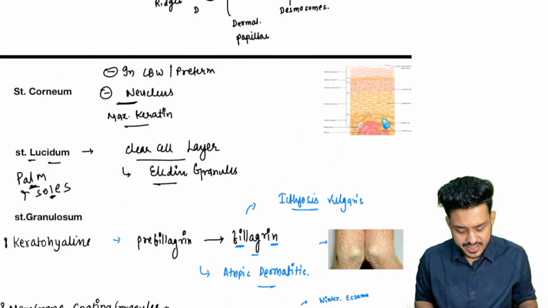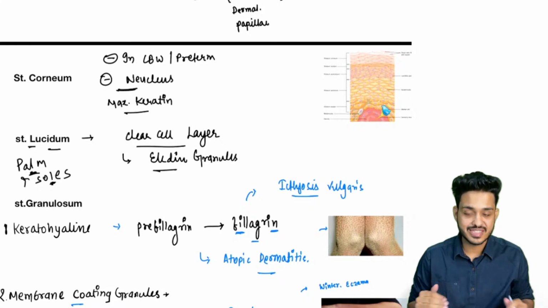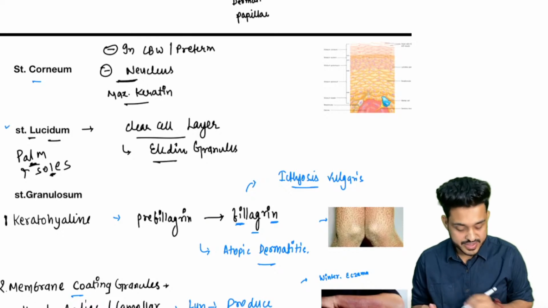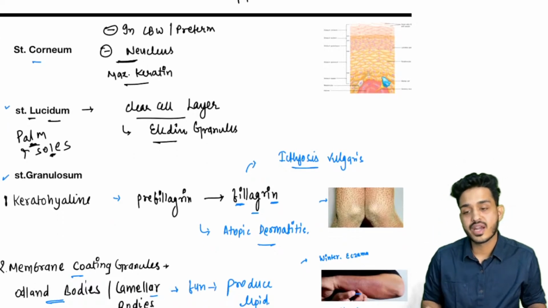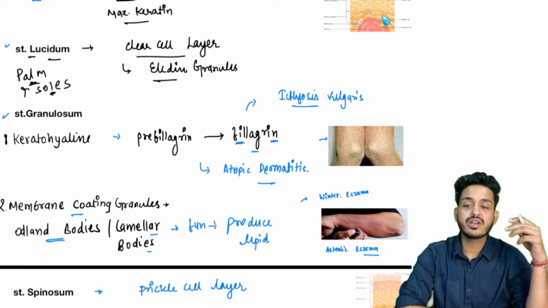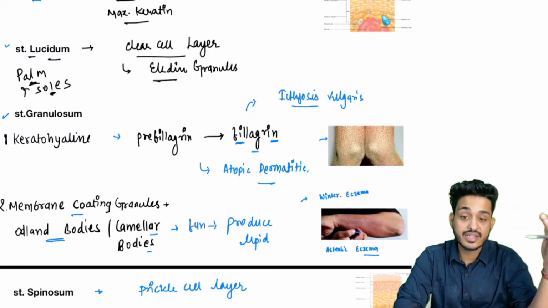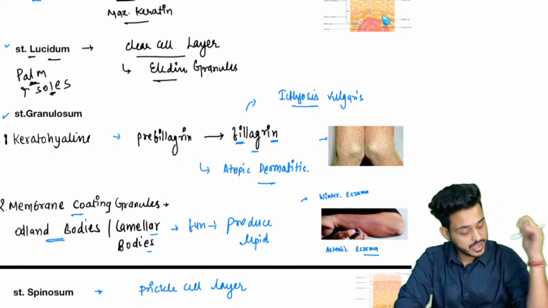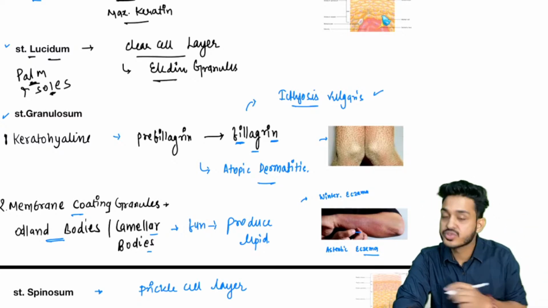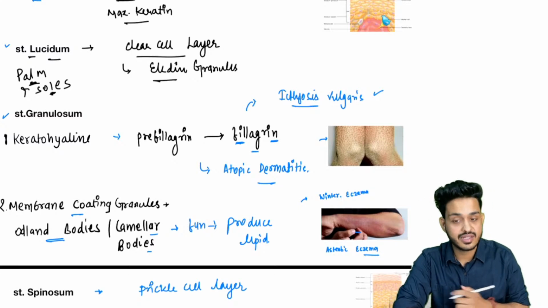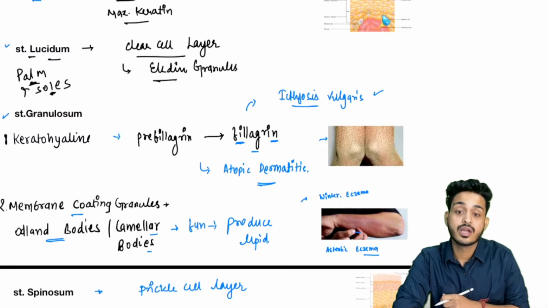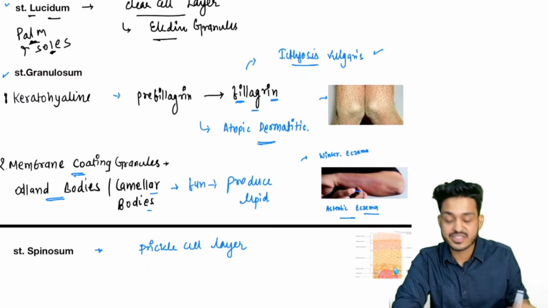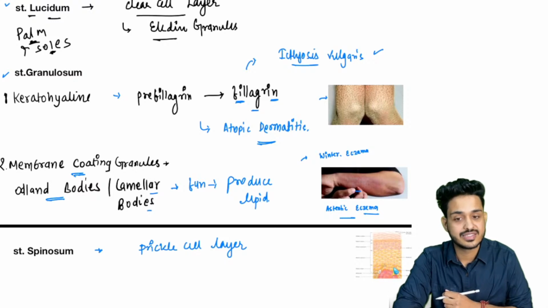So what we have seen till now, keep revising with me. First we have seen stratum corneum, then stratum lucidum, then stratum granulosum. Stratum granulosum is important. We are having two granules: keratohyaline, and second one is your lamellar bodies or Odland bodies or membrane coating granules. What are the diseases that are associated? First one is ichthyosis vulgaris, second one is atopic dermatitis. Next, with membrane coating granules, we are having asteatotic eczema or winter eczema, right?